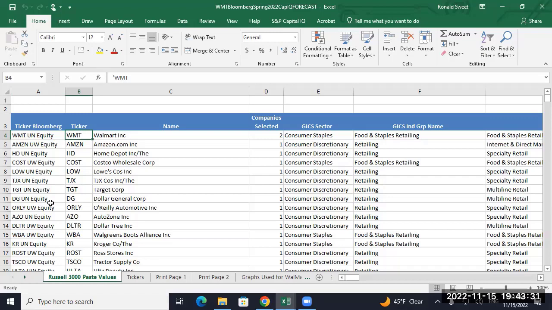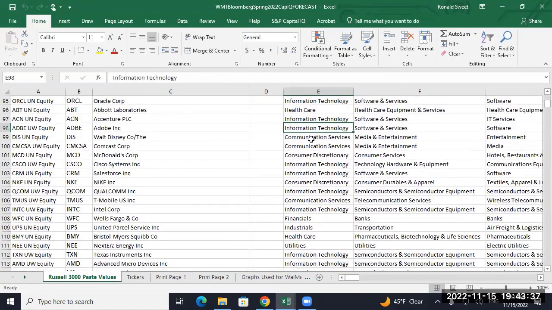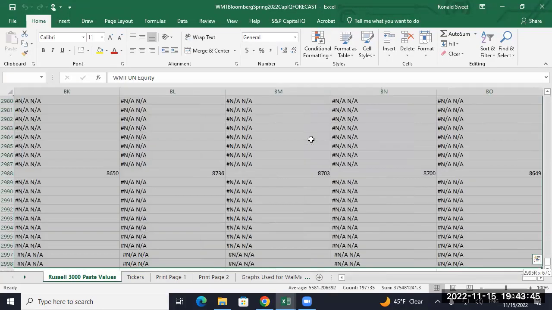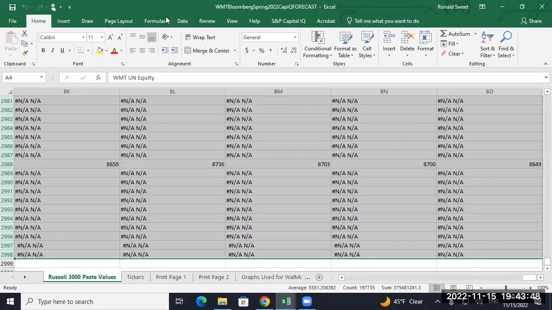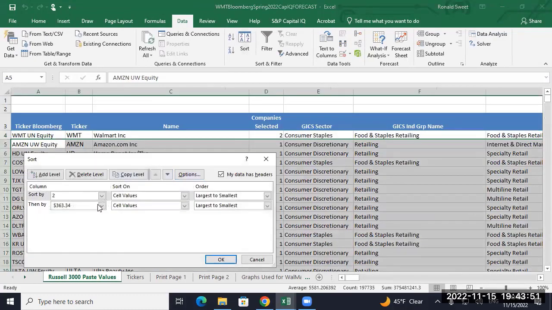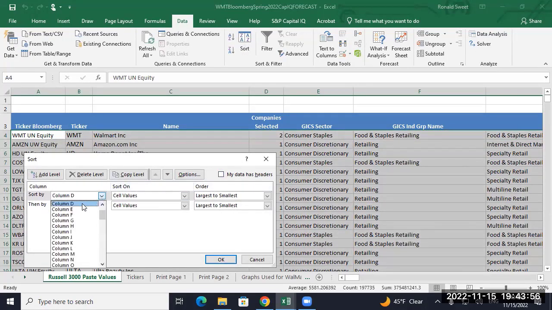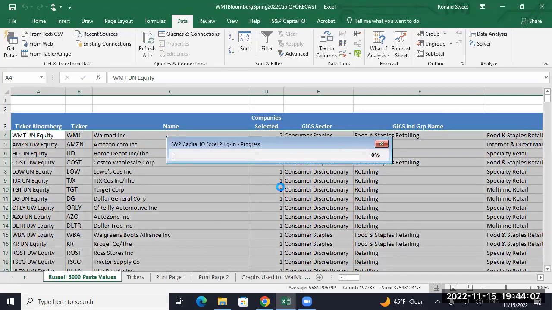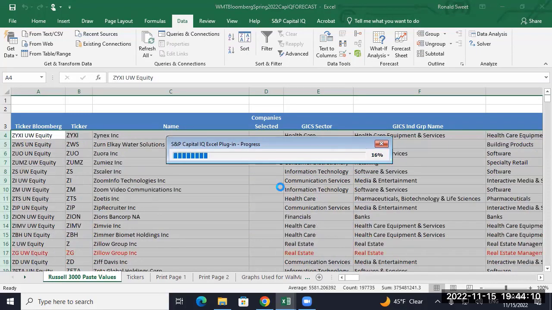So these tickers work. So if you find the companies you want, let's say you want to do all consumer companies, or you want to do all technology companies, you just sort by column E, and then you'll have all of your tickers. So here I'm doing consumer staples, which is column C. And then it takes forever because Capital IQ takes forever. So you have those tickers.